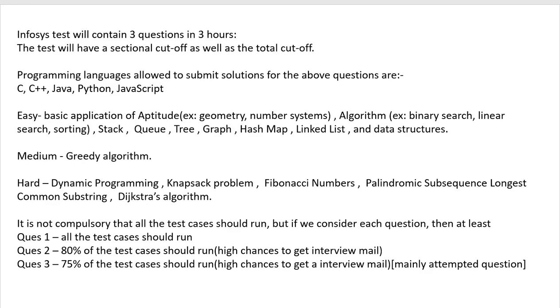Coming to the topics, the Infosys test has 3 questions and it should be completed within 3 hours. It has a sectional cutoff as well as a total cutoff. It means you have to write code which passes the minimum test cases in each section, and overall you should score a good score. The programming languages allowed for the Infosys exam are C, C++, Java, Python and JavaScript. These 3 coding questions are categorized as easy, medium and hard.